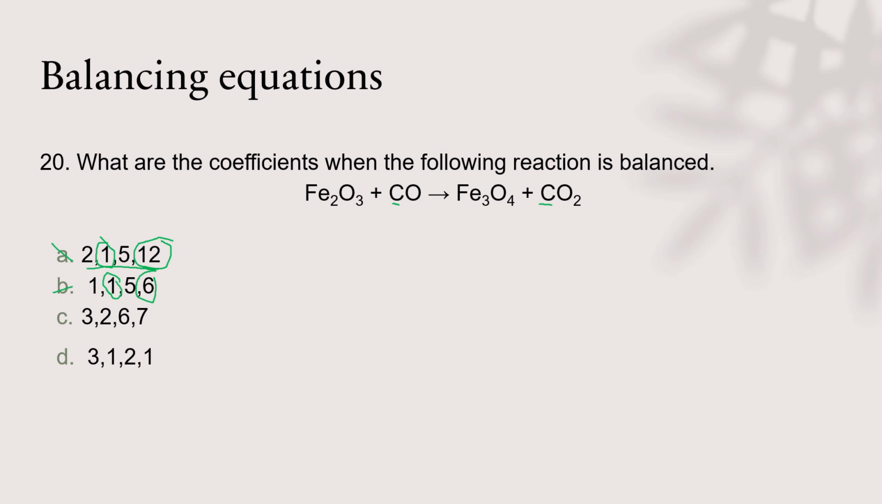So C, also not correct because we got a 2 and a 7. So I'm going to cross that one out. Last but not least, oh, here we go. D has a 1 and a 1 for the carbon spots. So that one should be the correct answer. Plug it in and double check that the irons and oxygen also match once you find the right answer.